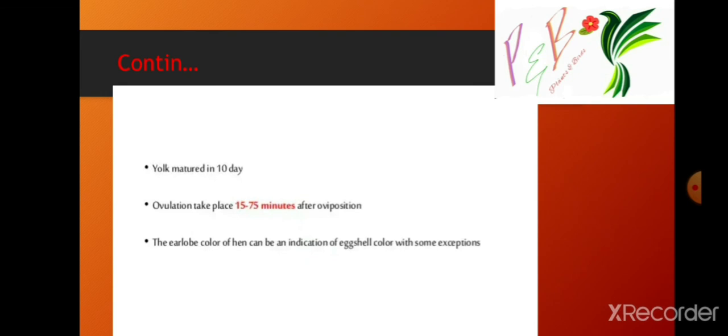After formation in the ovary, the yolk matures by the 10th day. Ovulation takes place 15 to 75 minutes after oviposition. As I told you, oviposition means the laying of the egg. After the egg is laid, within 15 to 75 minutes, in that range, the next ovulation takes place.